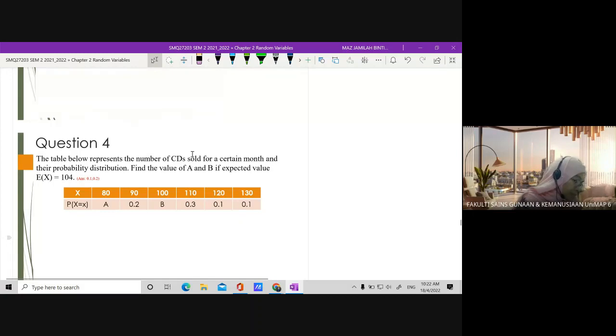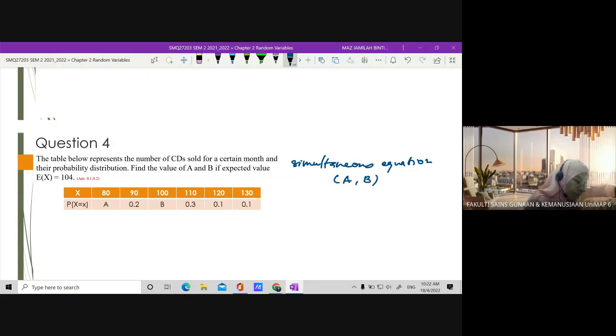CDs sold for a certain month and their probability distribution. So 80 CDs, 90 CDs, 100 CDs sold in a month. Okay, and then you got the probability value. Find value of A and B if the expected value is 104. So this one, if I'm not mistaken, you will get a kind of simultaneous equation of A and B. So you can try, yeah?